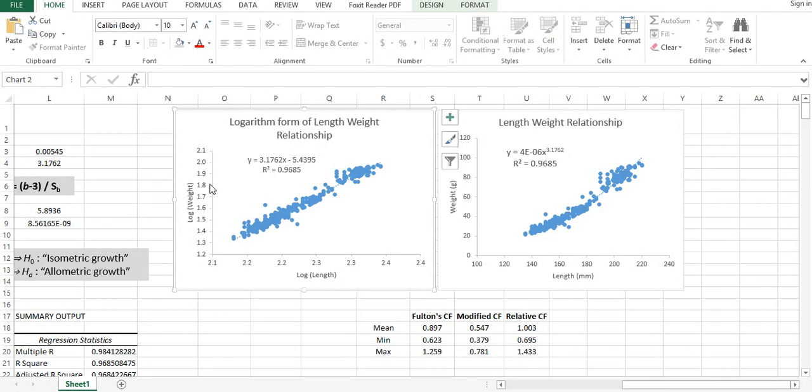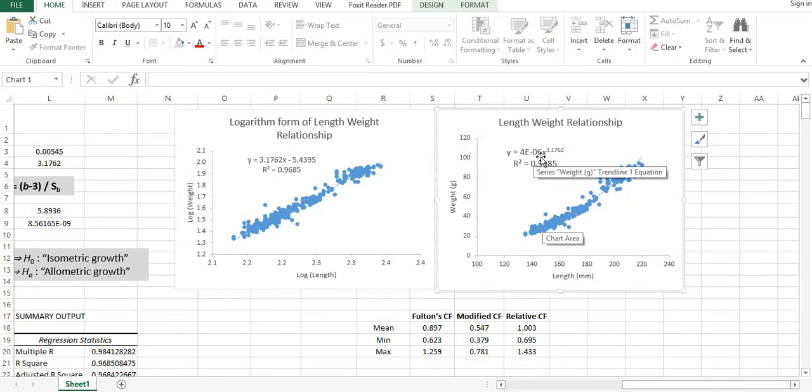Here you can find the b value and the a dash value. Then you have to convert the a dash value into the a value by taking the exponential, or 10 to the power of this intercept value. That is the normal length relationship, the nonlinear power function W equals a L to the power b. Putting length and weight into the power function, we can get the a value and b value.